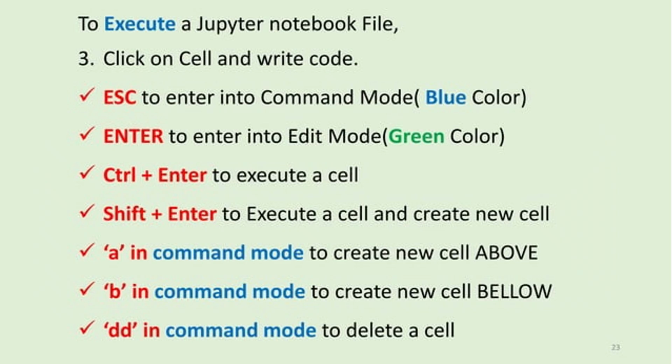And last, how to execute a Jupyter notebook file. So click on a cell and write code. These are the shortcuts. Escape to enter into command mode, Enter to enter into edit mode, Control plus Enter to execute a cell, Shift plus Enter to execute a cell and create a new cell, A in command mode to create a new cell above, B in command mode to create a new cell below, and DD in command mode to delete a cell.